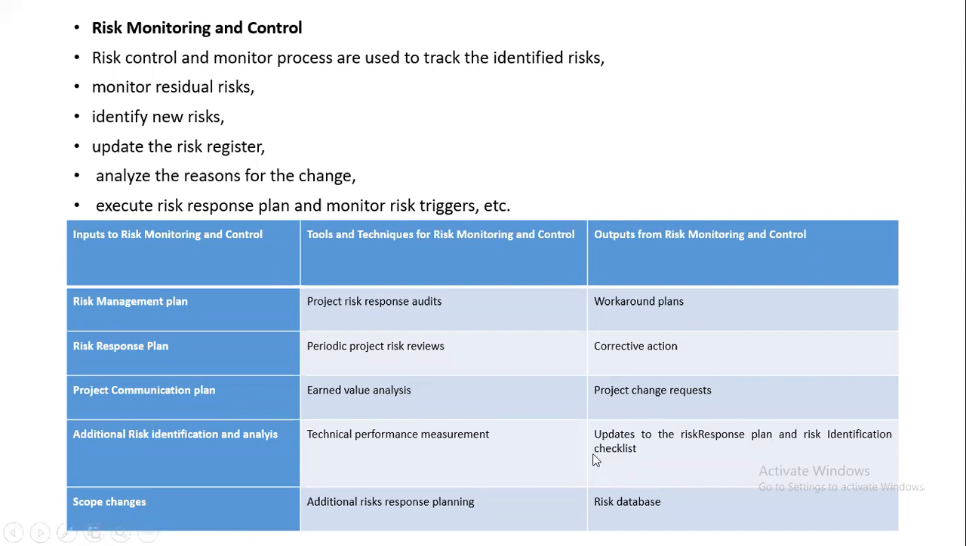Okay, so you can see a diagram here. It is going to tell the inputs to risk monitoring and control, what all the inputs you can give, what all the tools and techniques you can use for risk monitoring and control, and what the output is. This is one of the important steps. Just as risk identification is very important, monitoring and control is equally important.